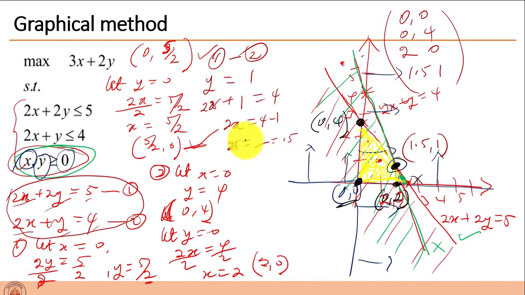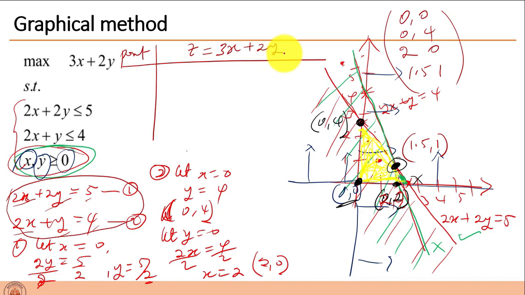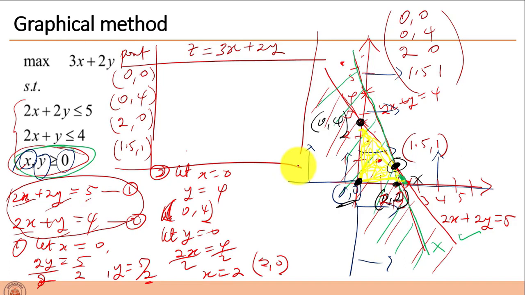Again, I'm going to take this off to give room for some other calculations. So I'm going to draw a table like this and put our points there, and put our z. Z equals the objective there, 3x plus 2y. And the first point is 0, 0, second is 0, 4, then 2, 0, then 1.5, 1. These are the points I'm going to be looking at whilst considering the objective equation.